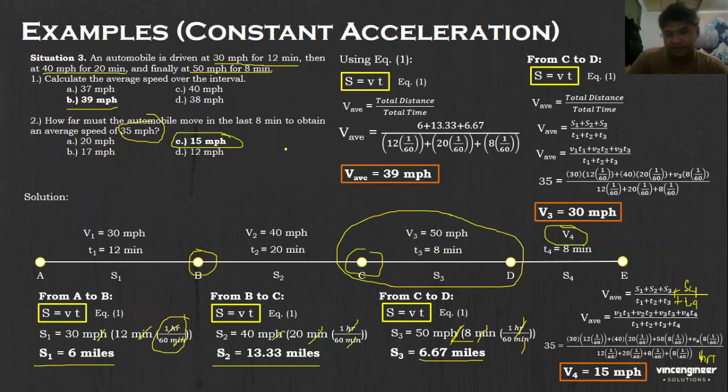So that is constant speed in rectilinear motion. Take a screenshot, and let's go on to another example, which is variable acceleration.